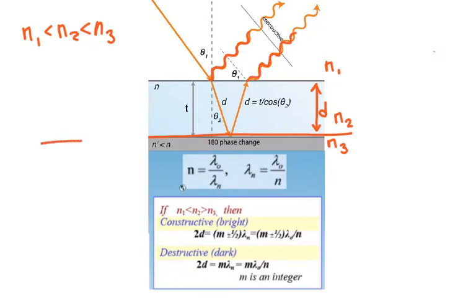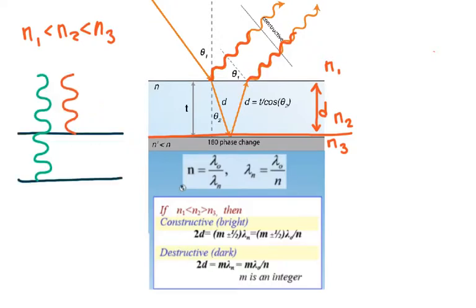So if the first one is phase shifted, the second one has to be half a wavelength longer than the previous one in order to get constructive interference. The green one is the incoming ray. The red one is the first one, phase shifted because it was reflected off the first denser medium N2. And the second one is also reflected off the second medium.